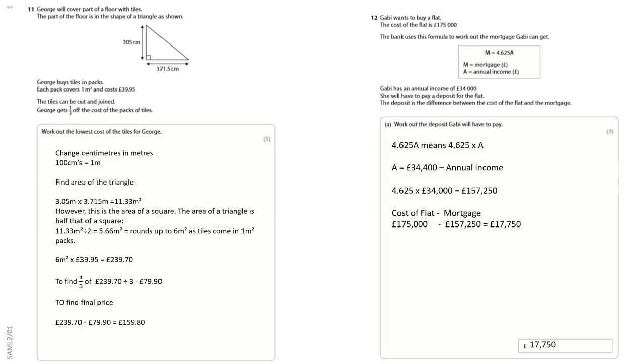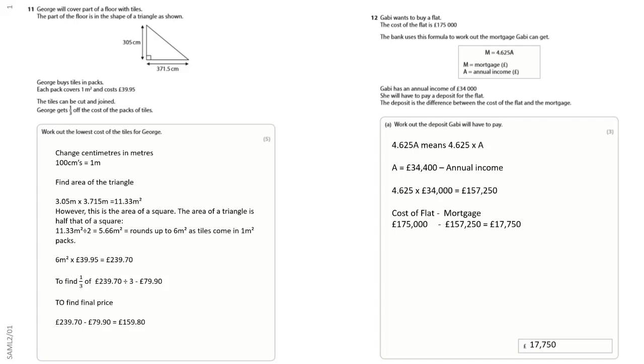So, when you had a go at question 11, how did you get on? Because we're dealing with a triangle here, but it's not as scary as you might think. We need to work out the lowest cost of the tiles for George. A good way to start is that we can see the answer ultimately needs to be meters squared, so we convert everything into meters.